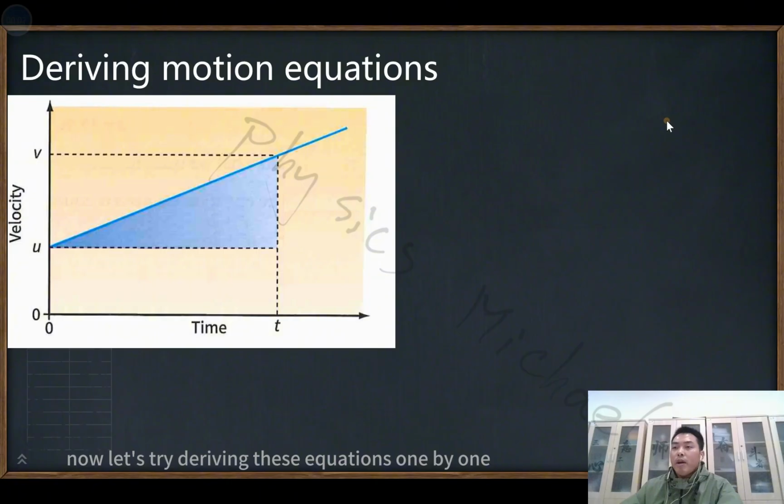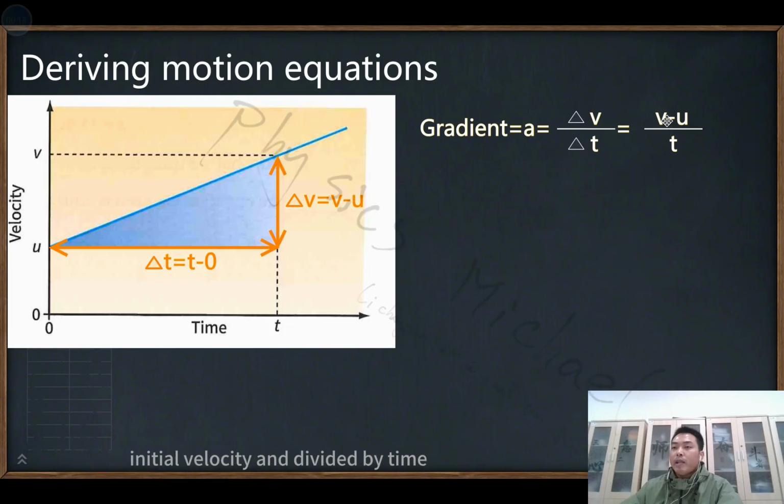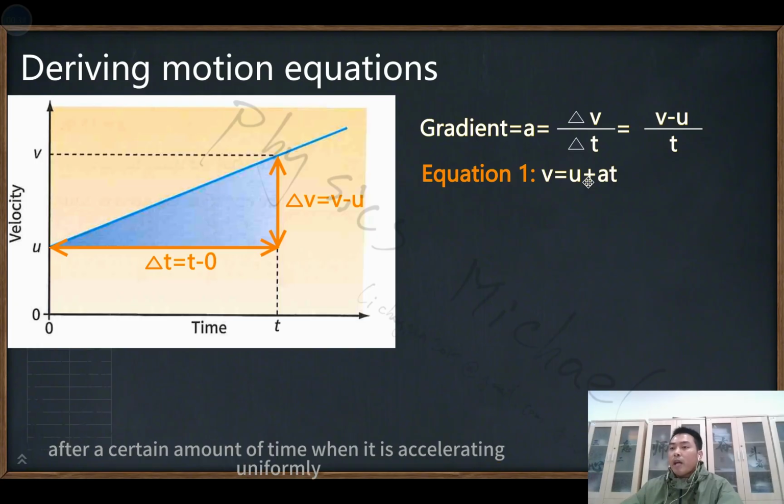Now, let's try deriving these equations one by one using a velocity time graph. We start with the definition of acceleration. Acceleration is the change in velocity divided by the time it takes for that change. So we can say acceleration equals final velocity minus initial velocity, divided by time. Rearranging that gives us final velocity equals initial velocity plus acceleration multiplied by time. This is the first motion equation, and it tells us how fast an object is going after a certain amount of time when it is accelerating uniformly.